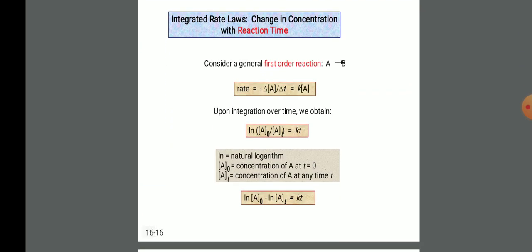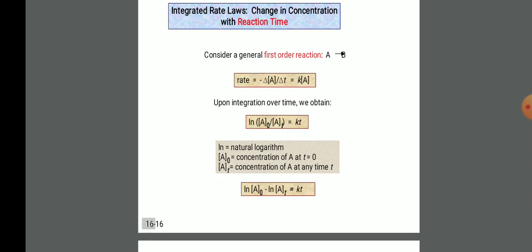Next is the integrated rate law, or change in concentration with reaction time. This is the last topic of this video. Consider a general first order reaction, A changes to B. A is the reactant and B is the product. The rate of reaction is rate equals minus delta A divided by delta t equals k times the concentration of A. Why the concentration of A? Only one reactant, for a first order reaction.